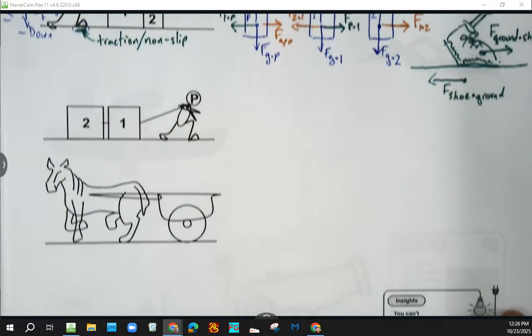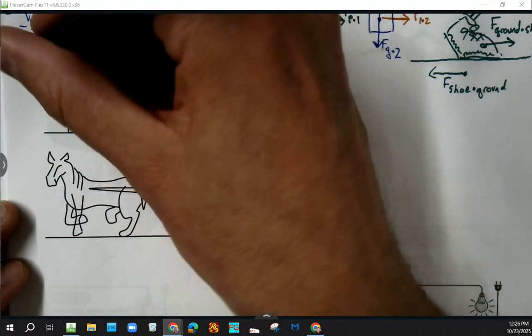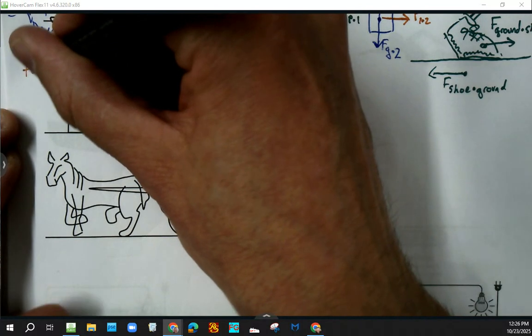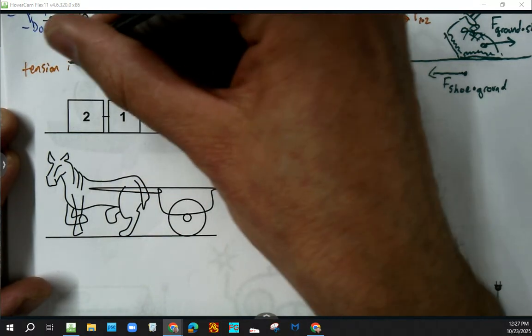We've got another person here. This person's a puller. That other one was a pusher. Before we get into the pushing issue and the pulling issue, let's talk about what tension is. Tension is an action-reaction force.